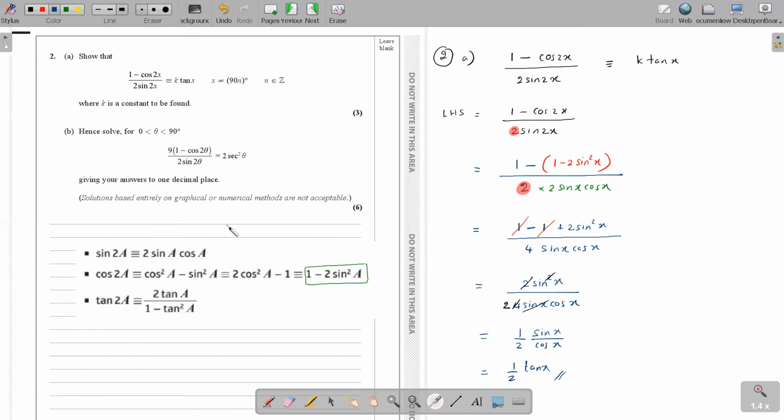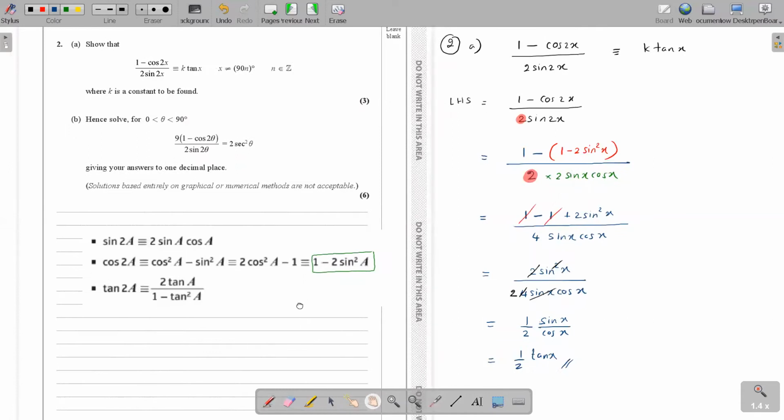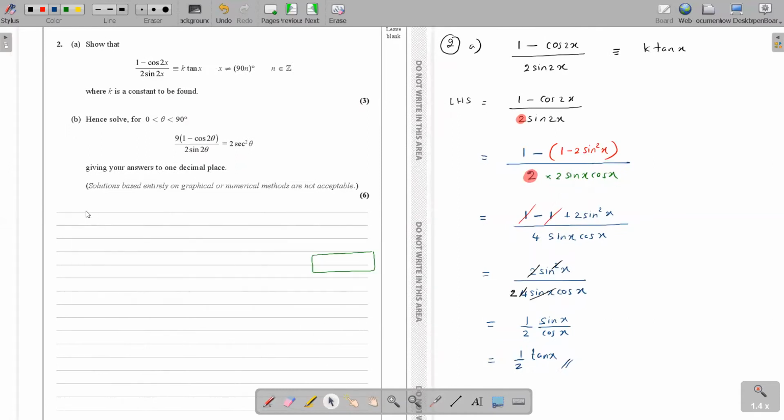Obviously they use the word hence, which means we definitely need to use the help of part A, and we can directly see some kind of relationship here. I can see 1 minus cos 2x over 2 sin 2x entirely there, the whole chunk is there, except that there's an extra 9. However, all you've got to do is simply replace. So let's replace. So moving on to part B.